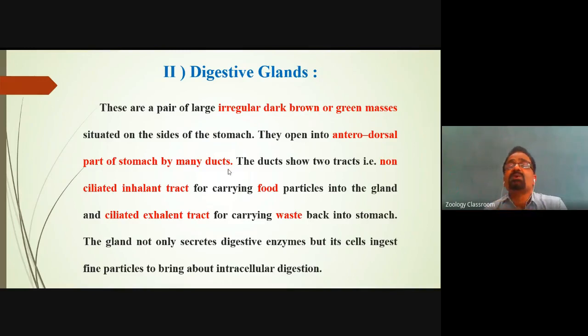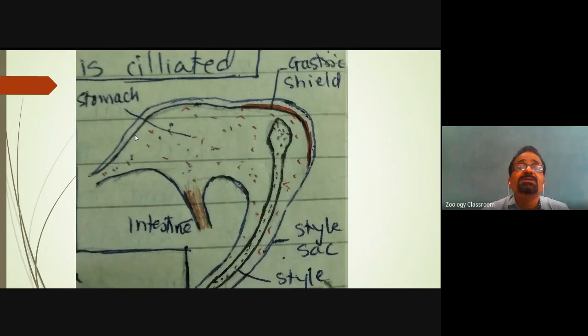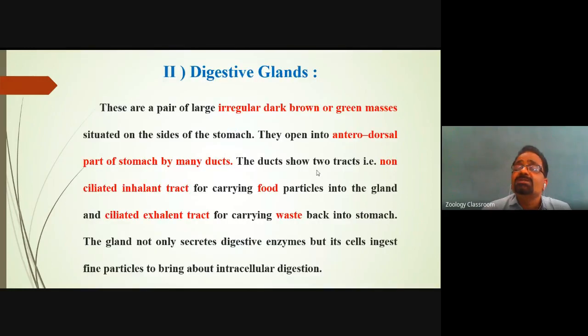Even though the digestive gland surrounds the stomach, it opens on the enterodorsal side, the upper side of the stomach. Everything around here is the digestive gland, and on the enterodorsal side is the location where you will find the ducts of these glands, opening into the stomach. The duct shows two tracts: a non-ciliated inhalant tract for carrying food particles into the gland, and a ciliated exhalant tract for carrying waste back into the stomach. The gland not only secretes digestive enzymes, but itself ingests the fine particles to bring about intracellular digestion.